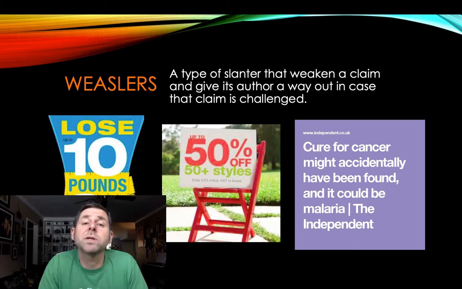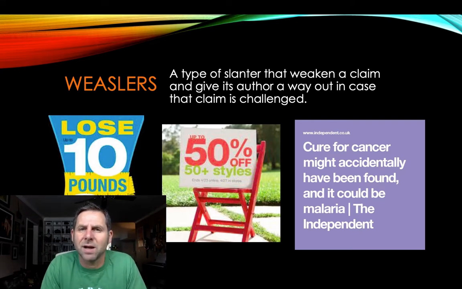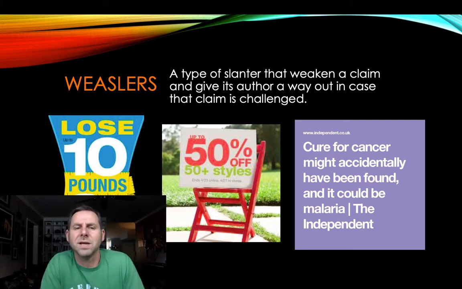Okay, and our next one is Weaslers. Weasler is a type of slanter that essentially weakens a claim and gives its offer a way out. And in case someone says, look, you said this, then they can say, well, no, if you really look at what I said, I never said that. So look, let's say, at the one on the left, right? What you're seeing is lose 10 pounds in 2 weeks.